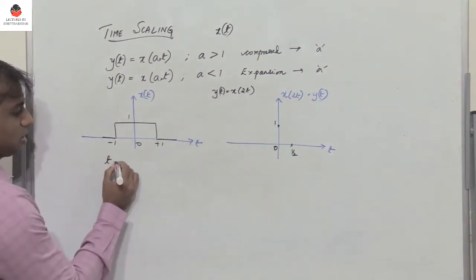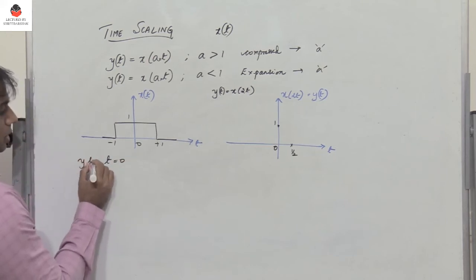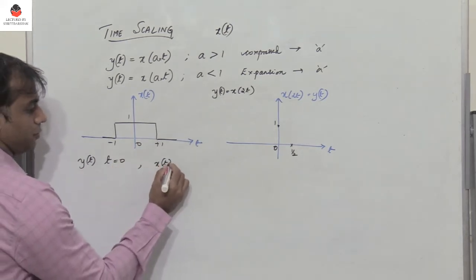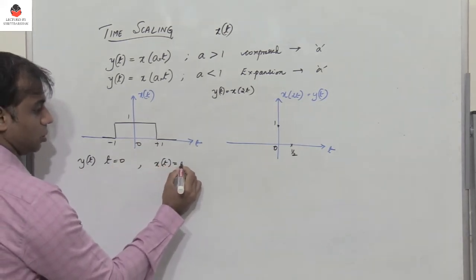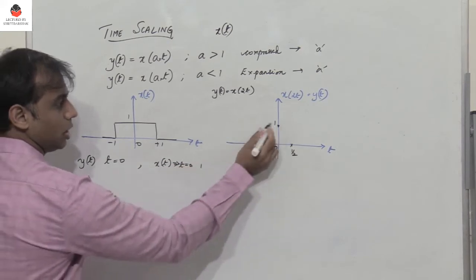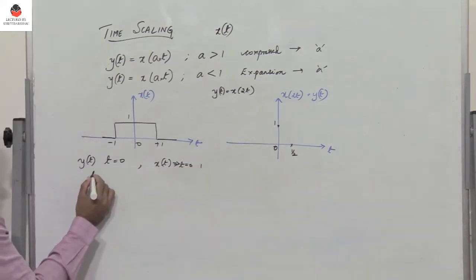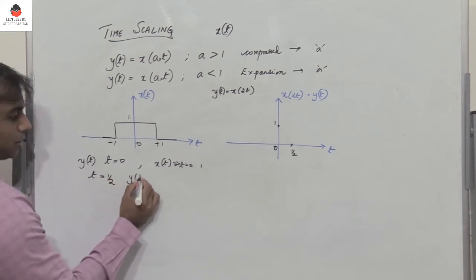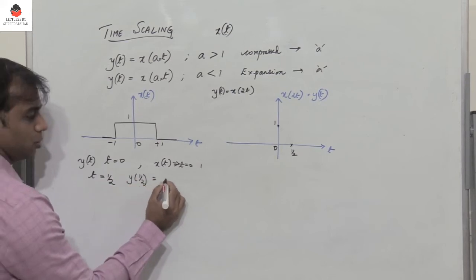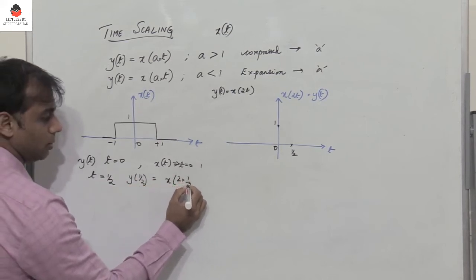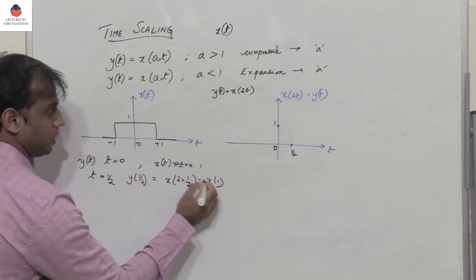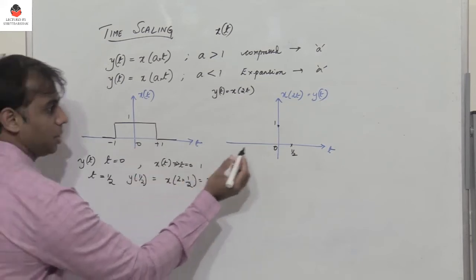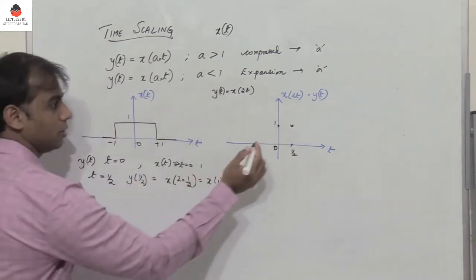So when t is equal to 0, for y of t, I get the value of x of t at t equal to 0 as 1. So I have 1 here, right? When t is equal to half, y of half is equal to x of 2 into 1 by 2, which is equal to x of 1. So at x of 1, I have the amplitude 1, and this amplitude will be at t equal to half.